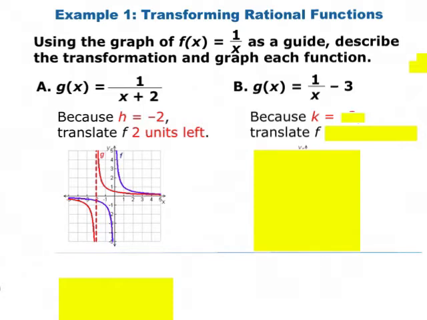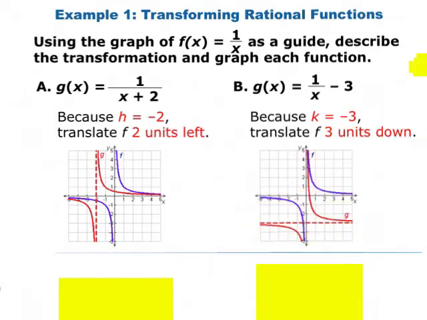Okay, in the second example, I look here, I see a minus 3 here. That means it's the k value. So it's exactly what I see. So my k is going to be equal to negative 3. And my translation is it's going to move it 3 units down. So look again in blue, that's your common function. And notice what it did here. It moved it 1, 2, 3 units down.